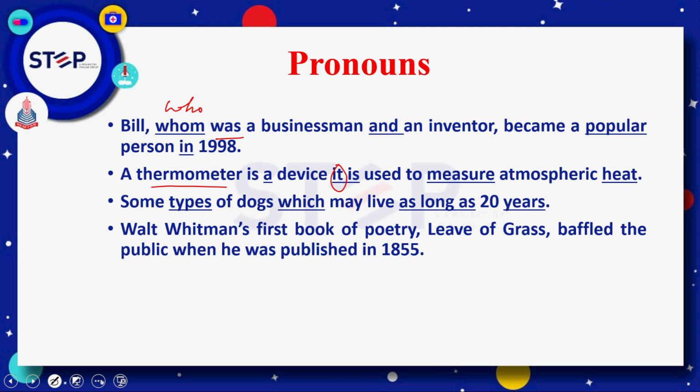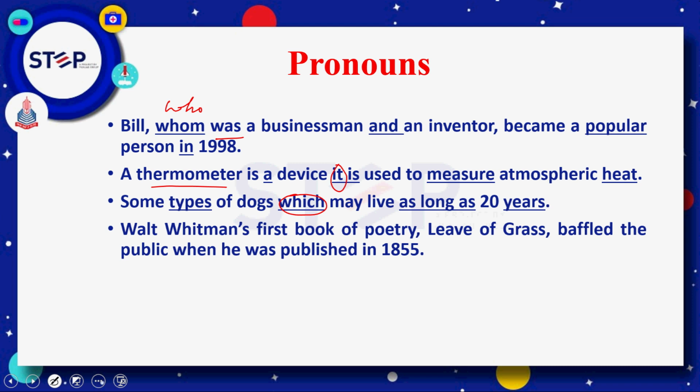Some types of dogs which may live as long as 20 years. This is an example of an extra word used in a sentence. Some types of dogs may live as long as 20 years. So this which over here is extraneous. There is no need of this word.